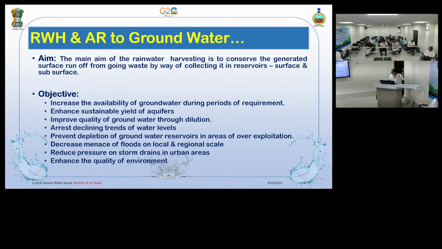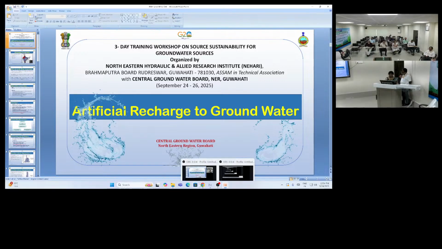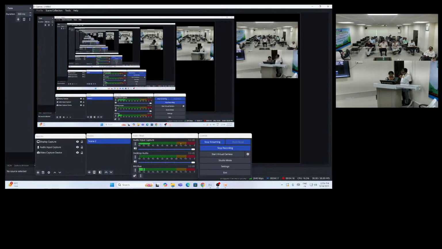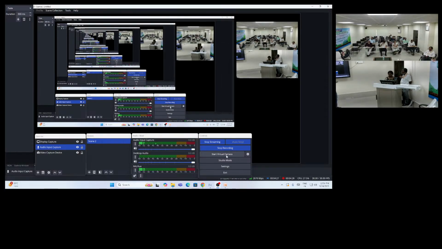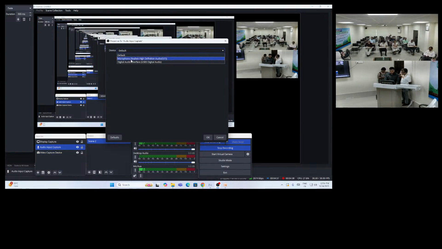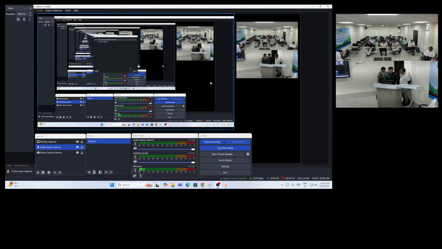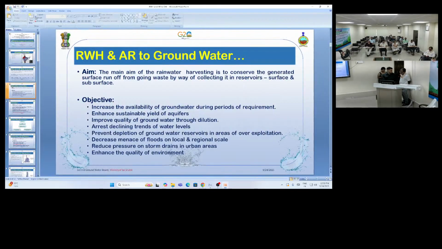So you can go line by line. It is not required to read each line. Anything else? Any issue? It's okay.